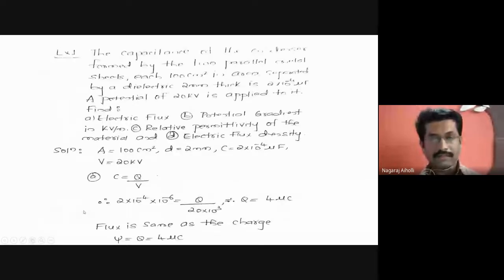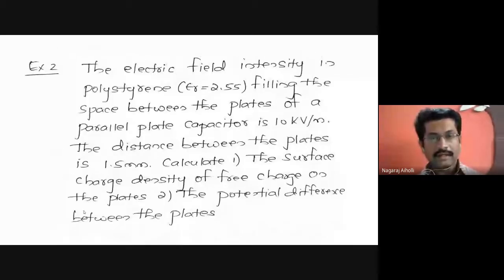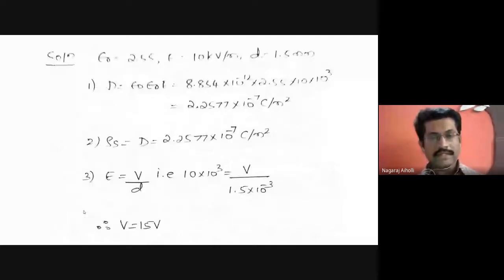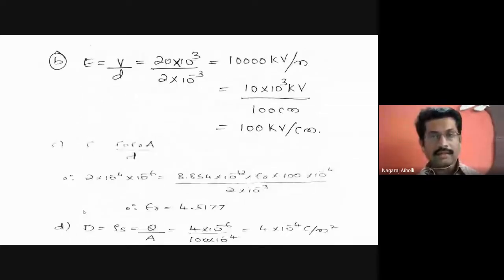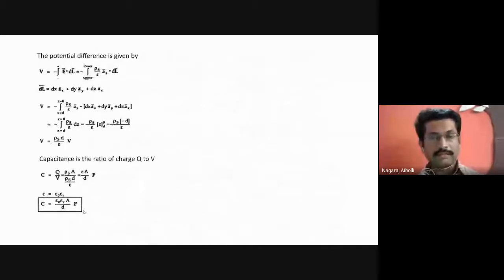Considering this figure, we derived the equation for the capacitance, the basic equation C is equal to epsilon A by D, or C is equal to epsilon naught epsilon R A by D farads. Then we solved two examples on the capacitance of the parallel plate capacitor to find the flux, potential gradient, permittivity, electric flux density, and then surface charge density, potential, based on the capacitance equation.